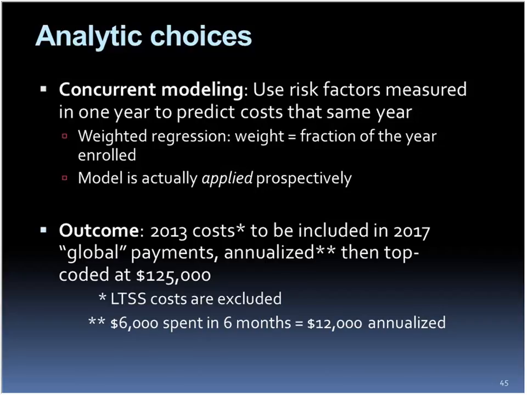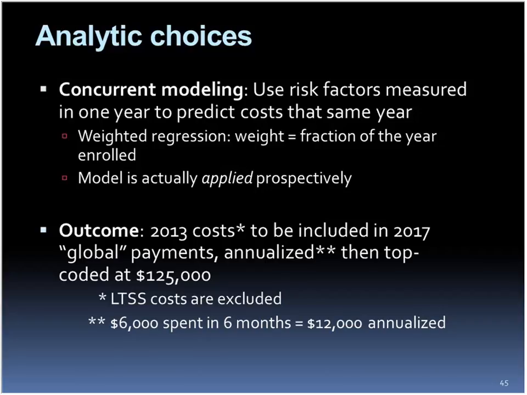Okay, so as I said, we used concurrent modeling, and that just says that we used 1 year of data. We looked at all the risk factors that were present for that person during that 1 year. We related that to their costs during the same year. The model itself is actually used prospectively. We look at the data we have for a person in the past year, when they're enrolled next year, and we make a payment that's based on that.